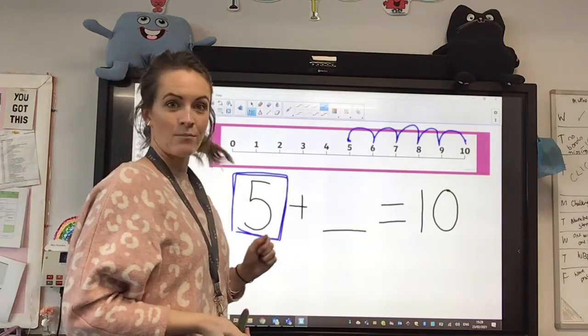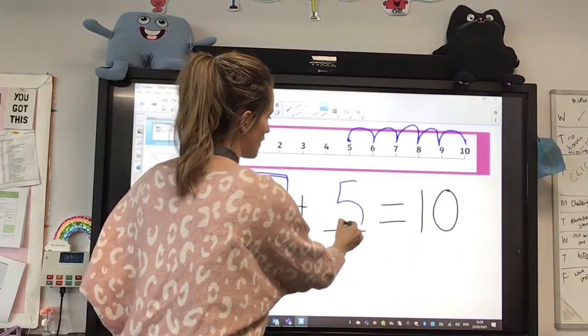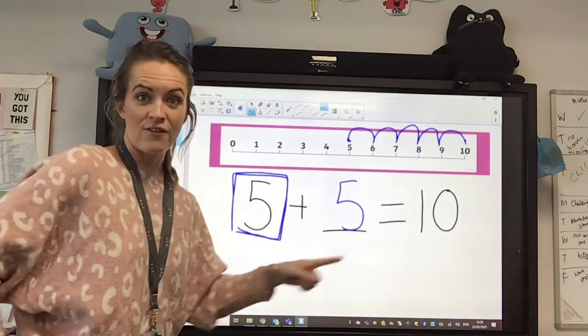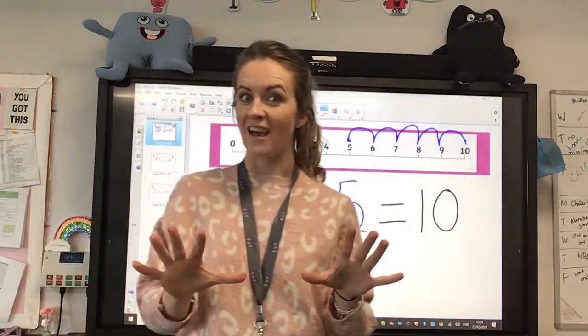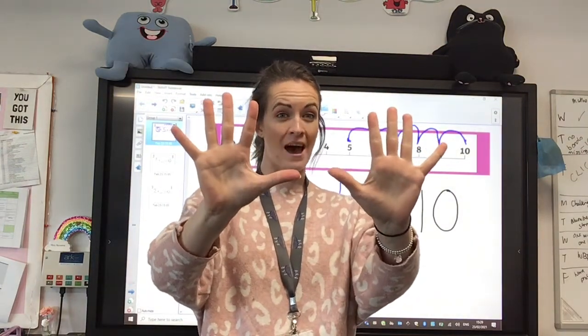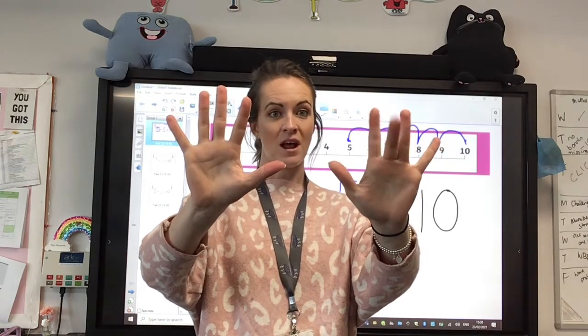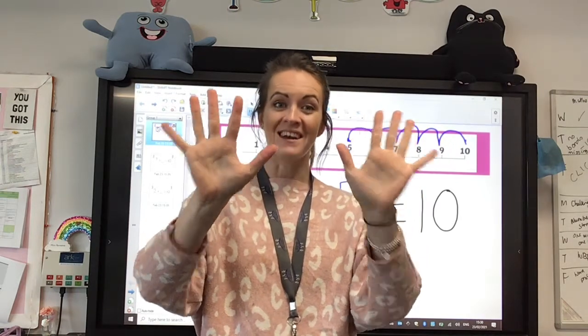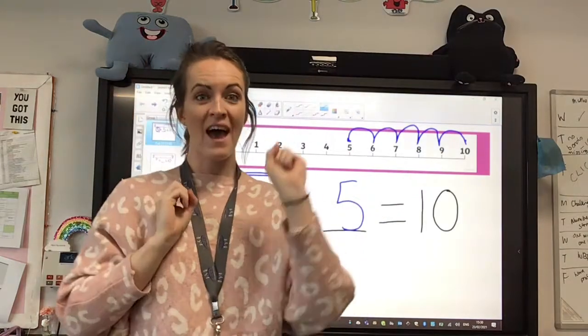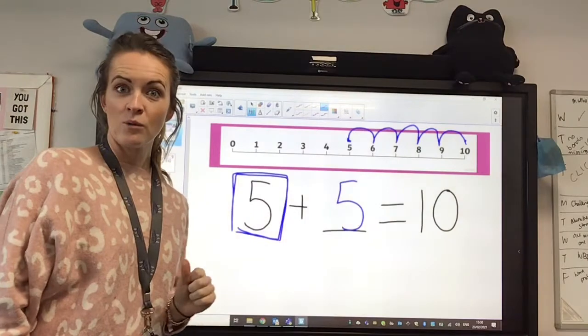What do you think our missing number is? Well done, it was 5. So 5 add 5 is 10. Should we just check to make sure? Should we do 5 add 5? Should we count them all? How many have I got all together? 1, 2, 3, 4, 5, 6, 7, 8, 9, 10. We've got 10. So we were right. So 5 add 5 makes 10. So our missing number was 5.